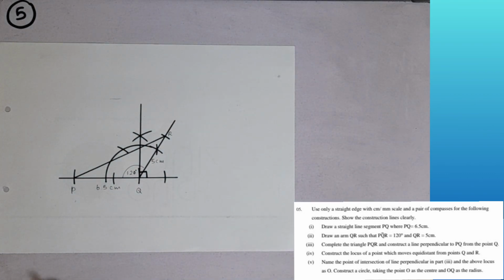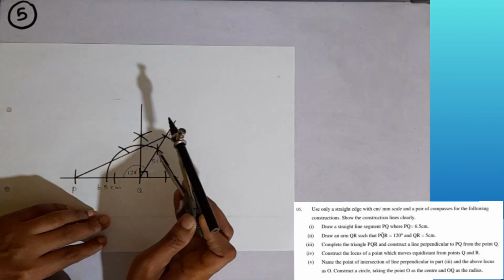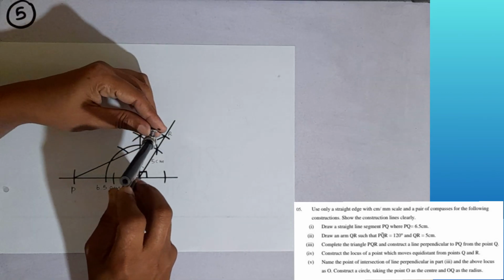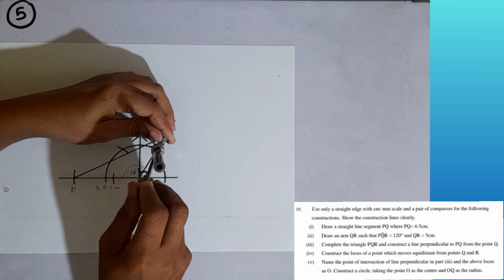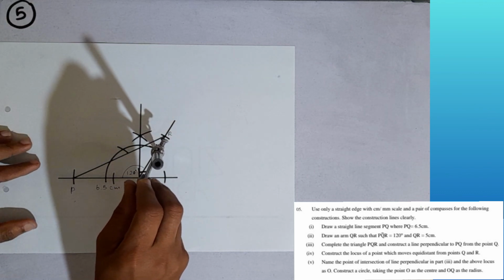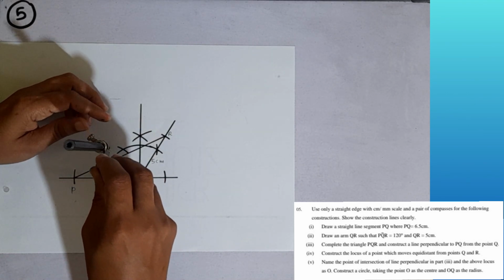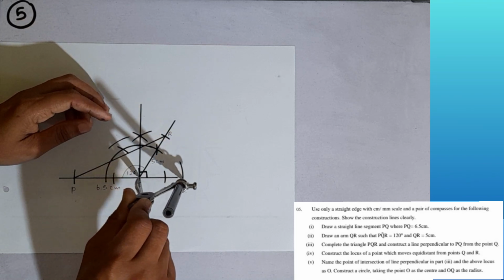Angle is 90 degrees. Then next one, question number 4. Construct the locus of a point which moves equidistant from the points Q and R. The locus of the point equidistant from the points Q and R. We have to take the perpendicular bisector of this QR line. For that I am taking more than half distance here, and we have to draw an arc like this. Then without changing, draw another arc like this.